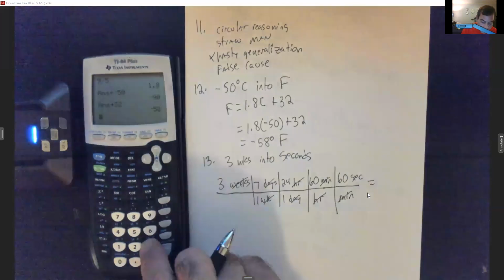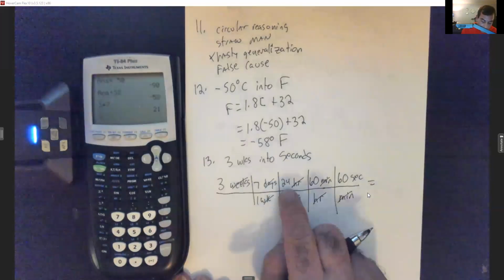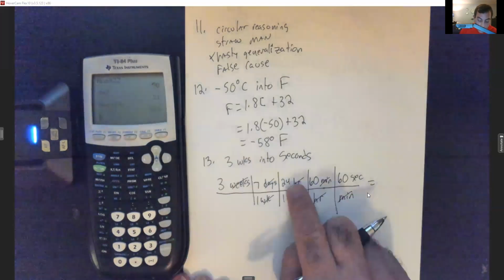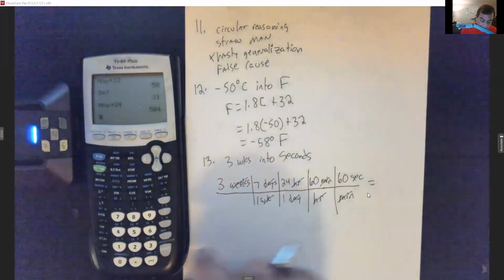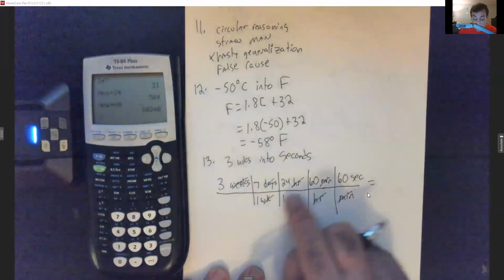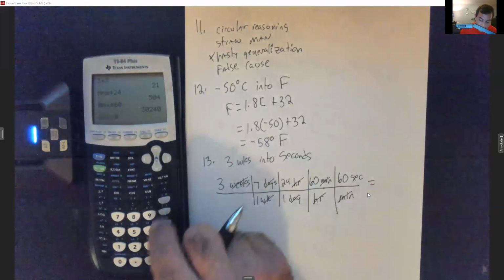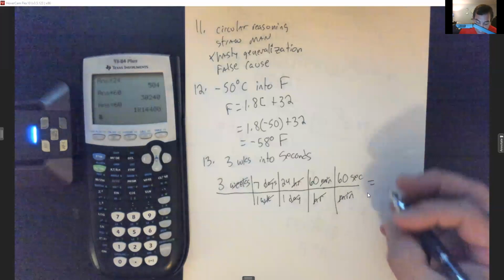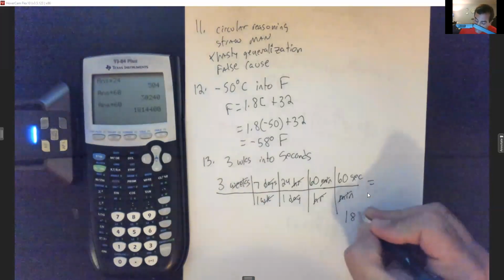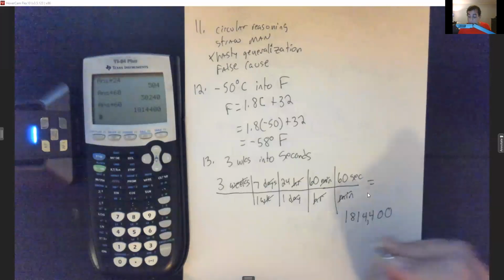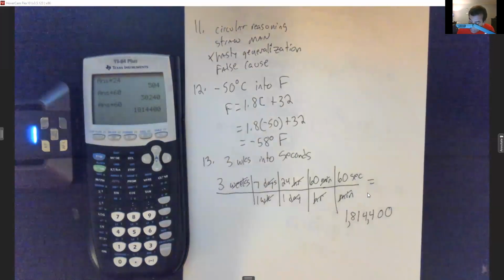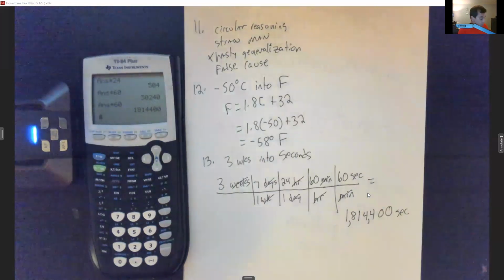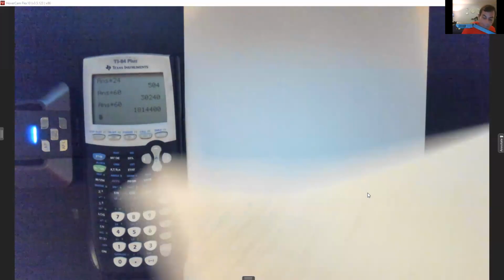So 3 times 7 is 21 times 24. So that'd be how many hours it is, times 60. That's how many minutes it is, times 60. That is how many seconds it is. So that looks like 1,814,400. So that's over 1,000,000. That's almost 2,000,000 seconds in 3 weeks. Hang on, we're moving on now to number 14.